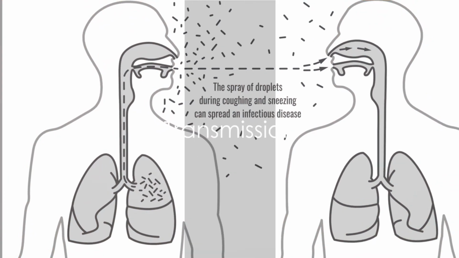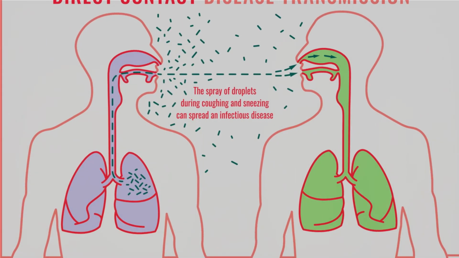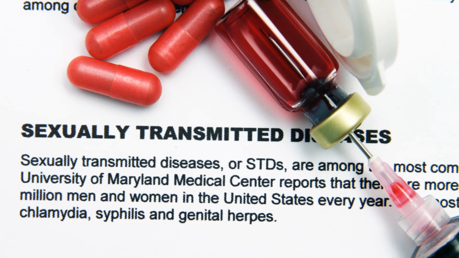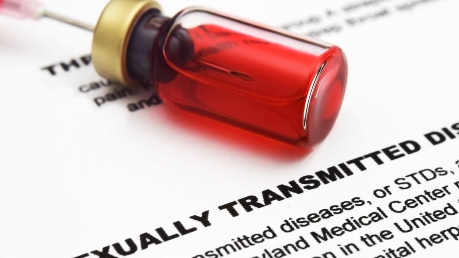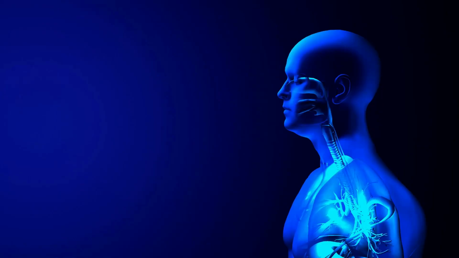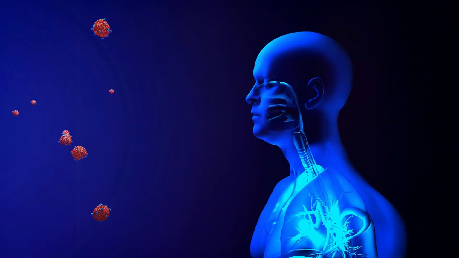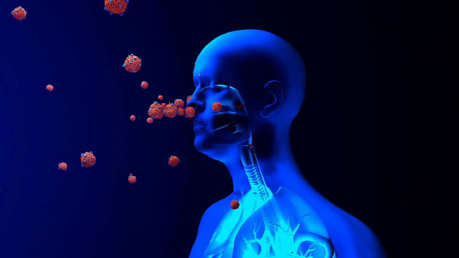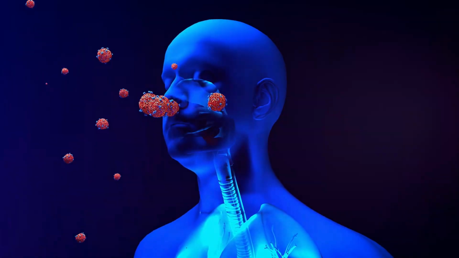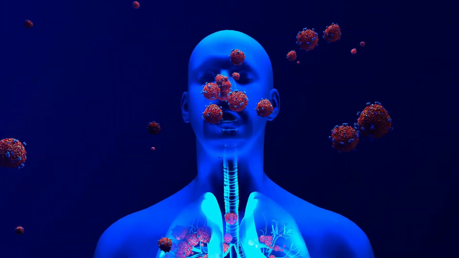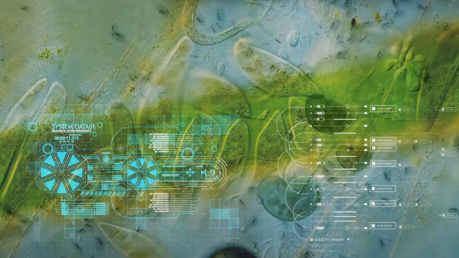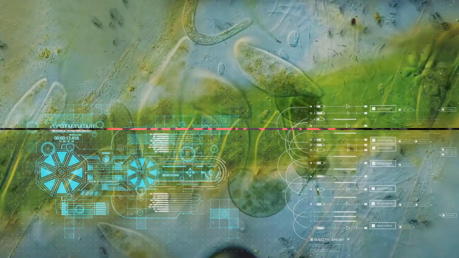Pathogens are transmitted from host to host by direct or indirect methods. Direct transmission involves immediate person-to-person contact, such as sexually transmitted diseases. Indirect transmission can occur through various routes like airborne, for example respiratory droplets, food and waterborne, for example contaminated food and water, vector-borne, for example transmission via animals, and inanimate objects, for example contaminated surfaces.